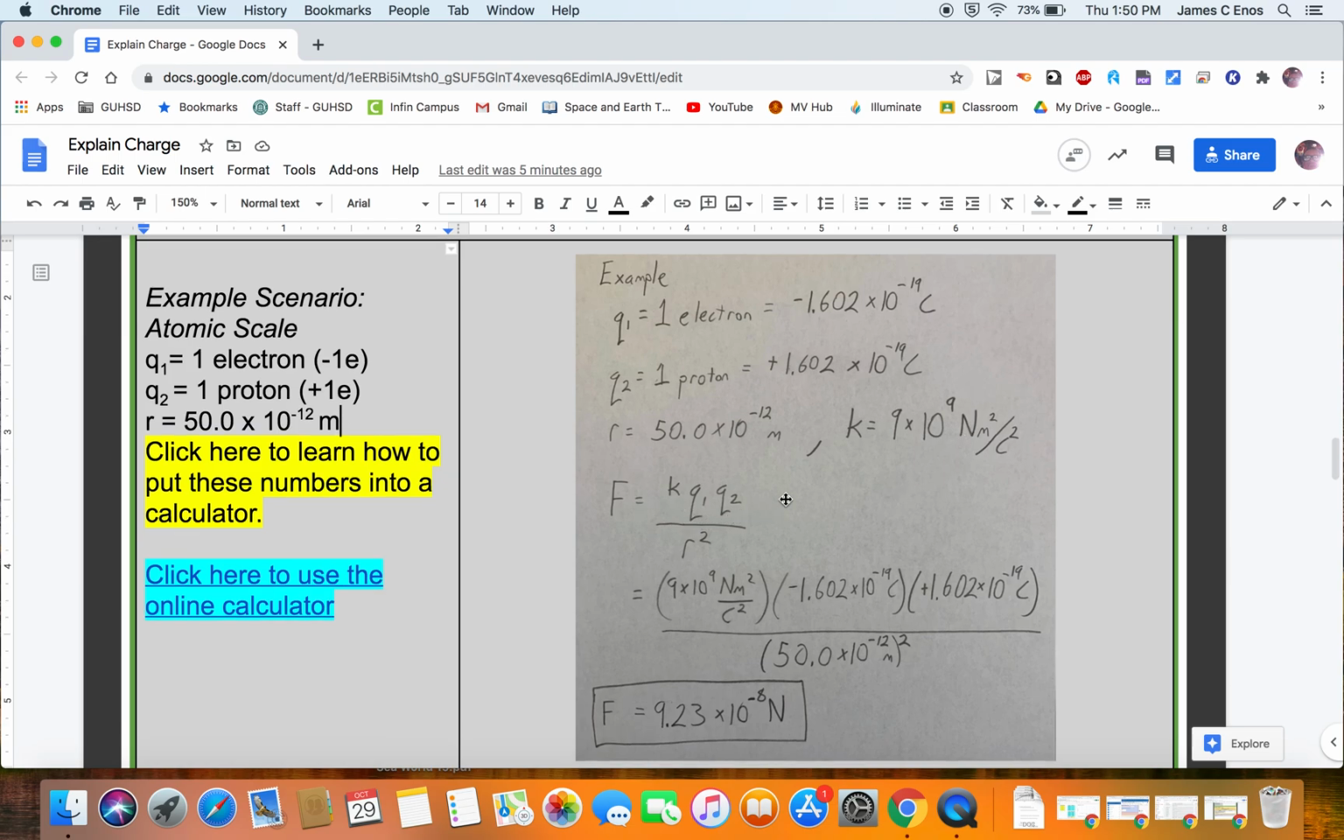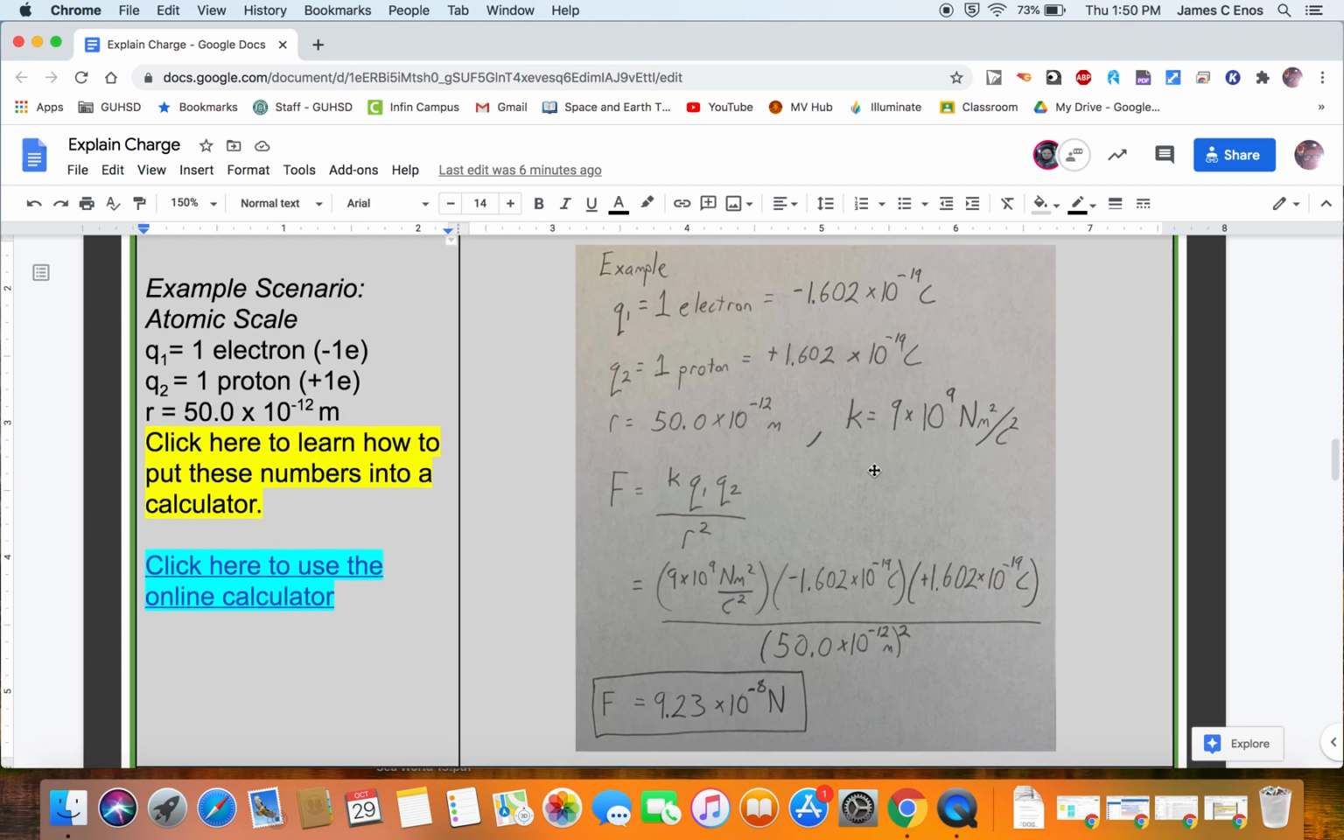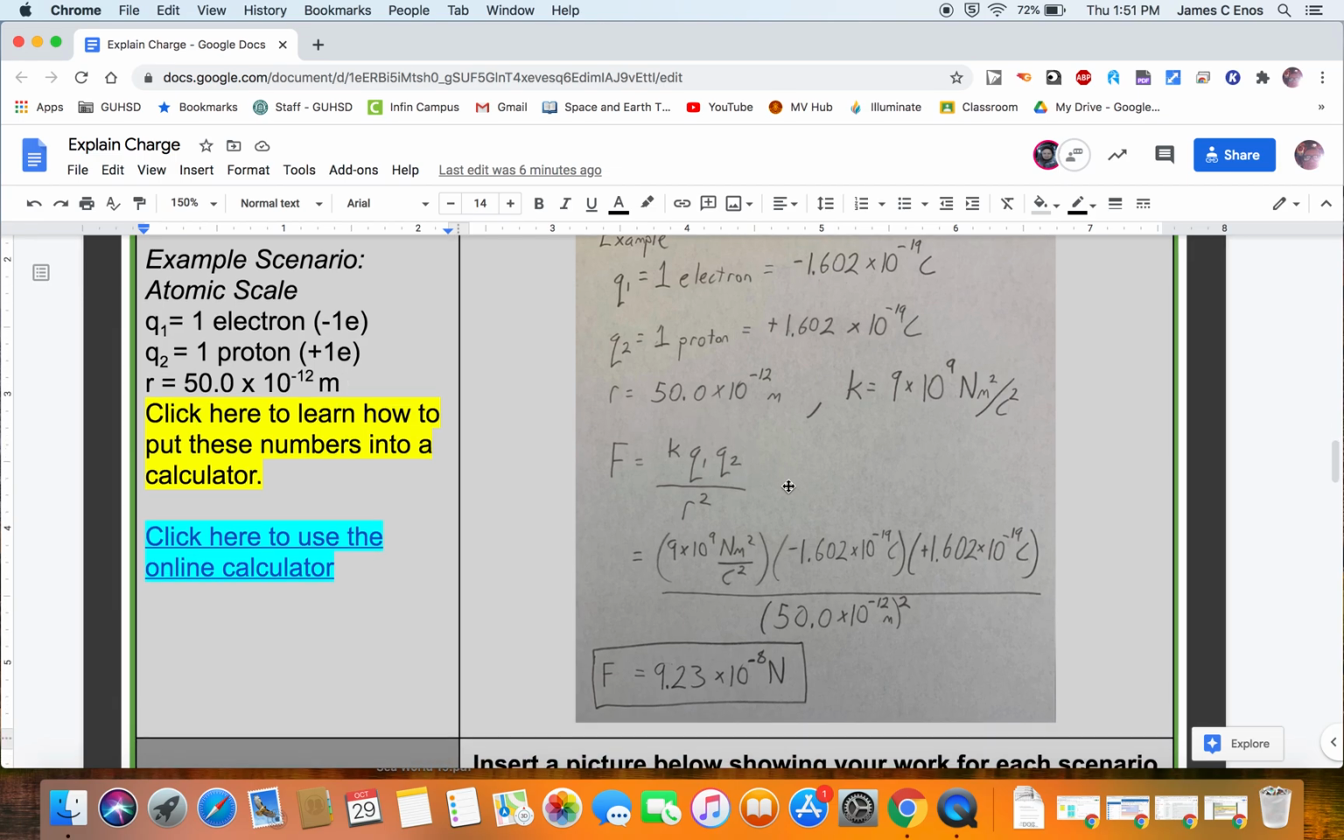We're going to multiply also by this constant of 9 times 10 to the 9th newton meters squared per coulomb squared. And we're going to multiply these values, dividing by the square of the distance, this 50 times 10 to the negative 12 meters. And when we multiply all these together and divide by the square of the distance, we get this 9.23 times 10 to the negative 8 newtons.